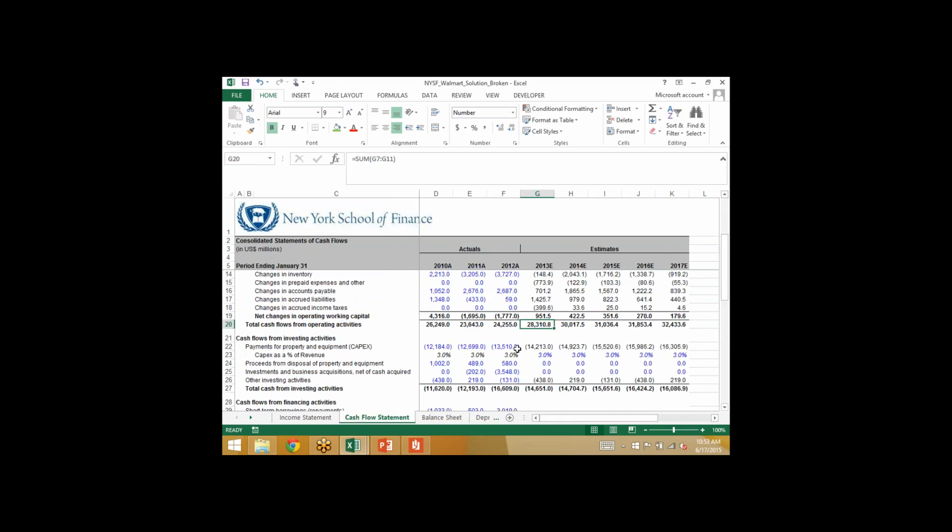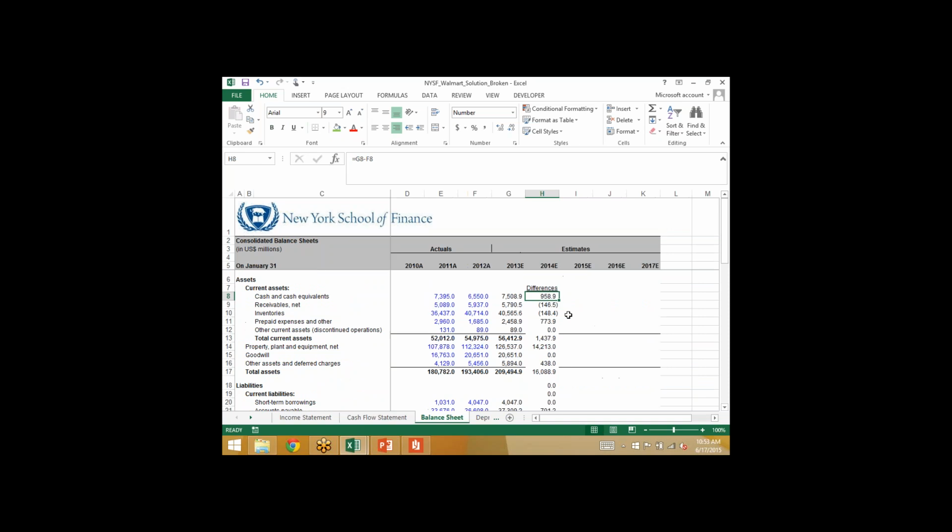Okay, nothing here is highlighted. The model's a little bit different than the one I just gave you, so I'm going to go line by line. My cash has gone up by 958.9, so I expect changes in cash and cash equivalents to be plus 958.